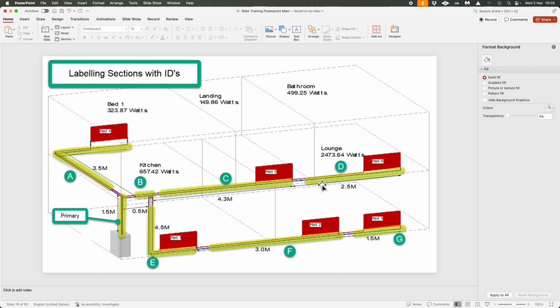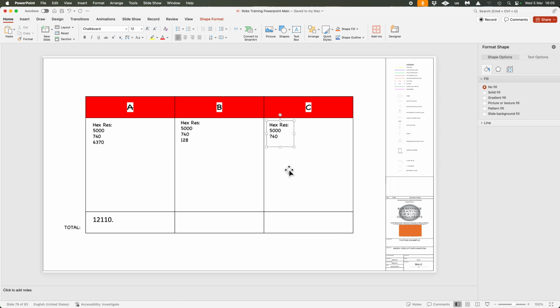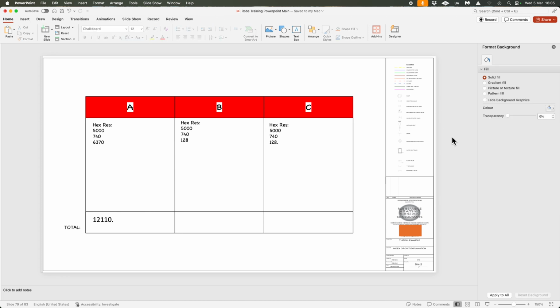So it's really important that what we do is put it in both sections. So we put 128 in section C as well, and that is there. And now you can see, I'm pretty sure most people watching this are understanding it's so easy to calculate an index circuit because you just keep adding these on and adding these on.